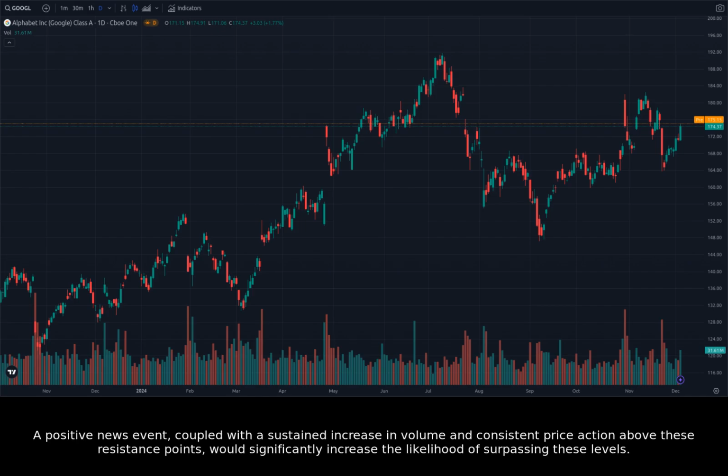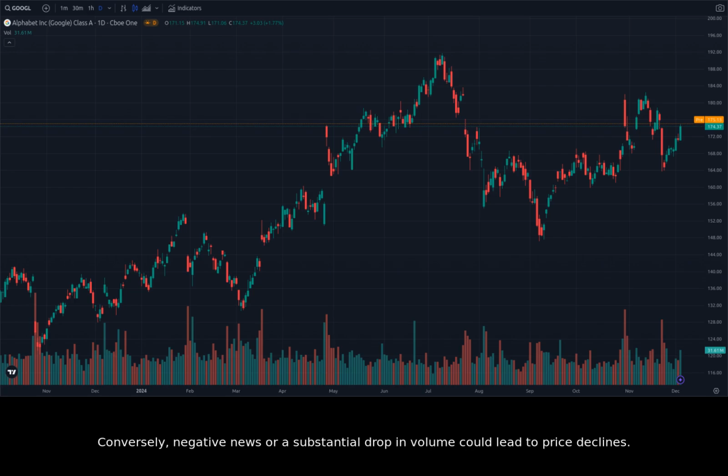A positive news event, coupled with a sustained increase in volume and consistent price action above these resistance points, would significantly increase the likelihood of surpassing these levels. Conversely, negative news or a substantial drop in volume could lead to price declines.